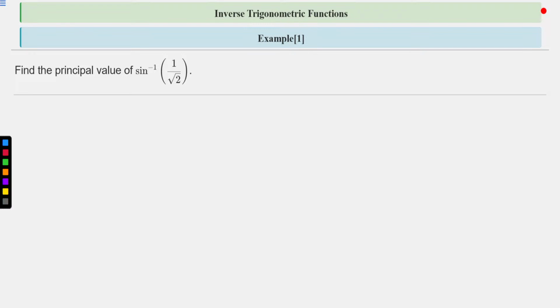So, the first question is example 1. Find the principal value of sine inverse 1 by root 2. We need to find the principal value of sine inverse 1 by root 2, right? How can we find the principal value of sine inverse 1 by root 2?